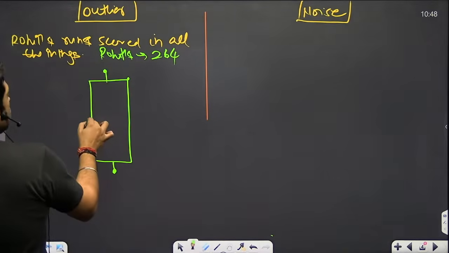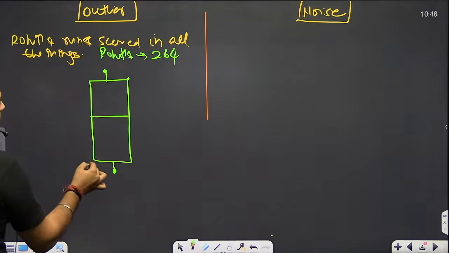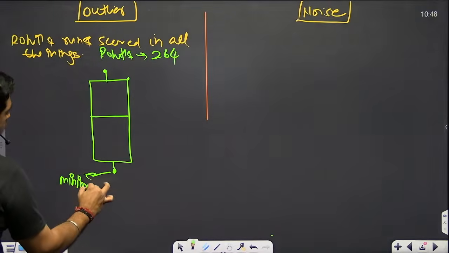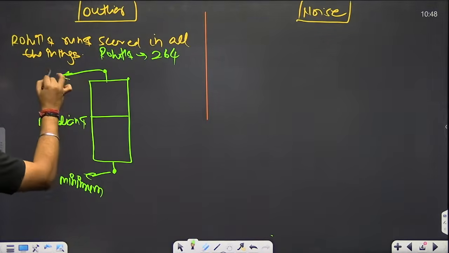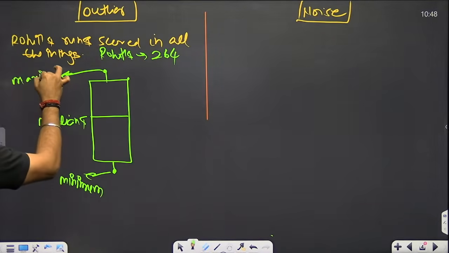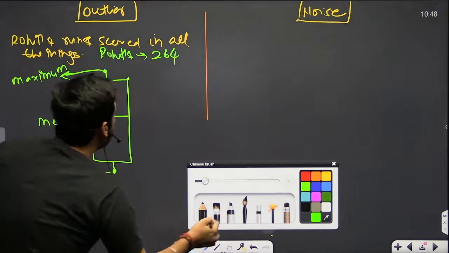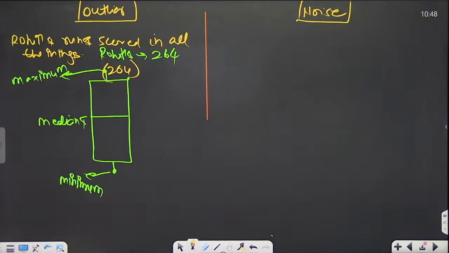So what does a box plot tell us? This is the median score. This is the lowest score, the minimum score. This is the maximum score of Rohit Sharma in all the innings he has played. I can consider this maximum, 264 against Sri Lanka, as an outlier.